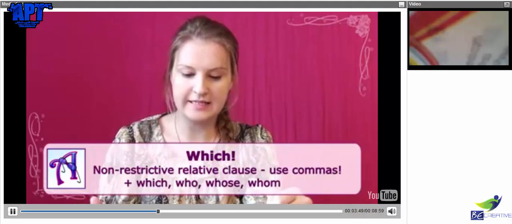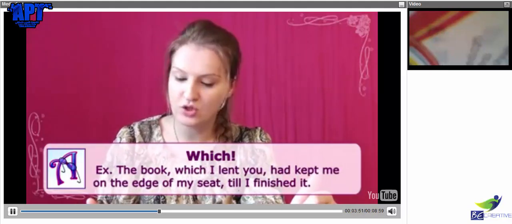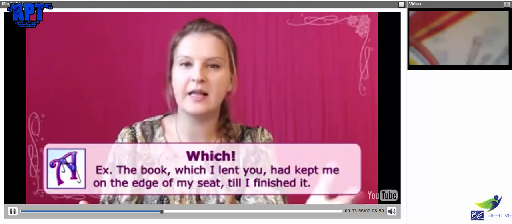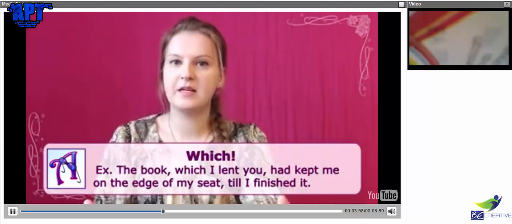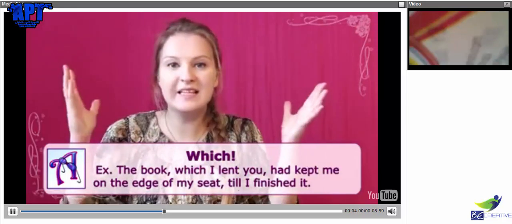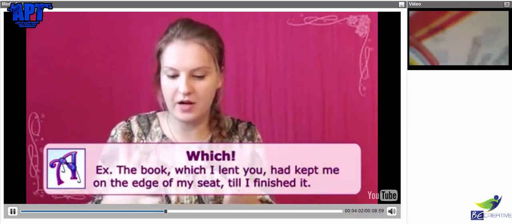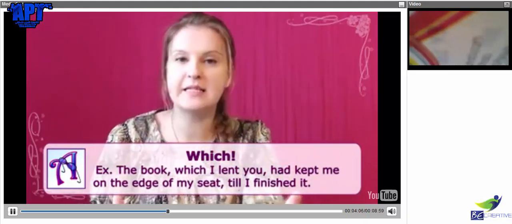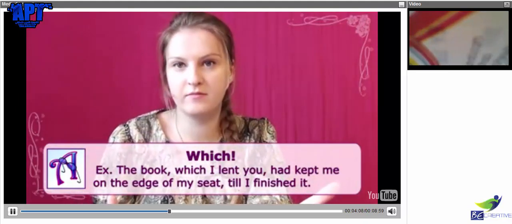So, for instance, the book, which I lent you, had kept me on the edge of my seat till I finished it. So, as you can see, we can just simply leave this part out. We can say, the book had kept me on the edge of my seat till I finished it.